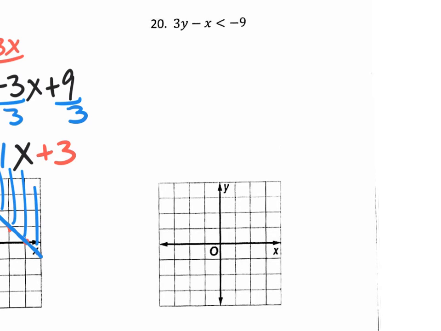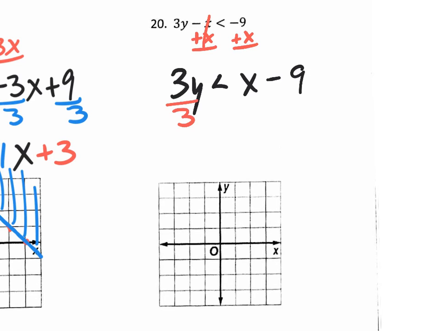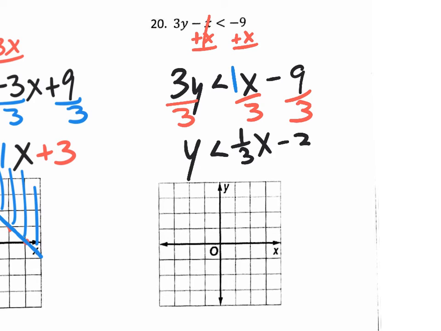So number 20, I need to get y by itself. I'm going to go plus x to get y by itself. Plus x, I have 3y is less than x minus 9. My final step would be to divide by 3. Of course, there's an invisible 1 in front of the x. My inequality will be y is less than 1/3 x minus 3. So that's our inequality. I need to graph it. It crosses the y-axis at negative 3.